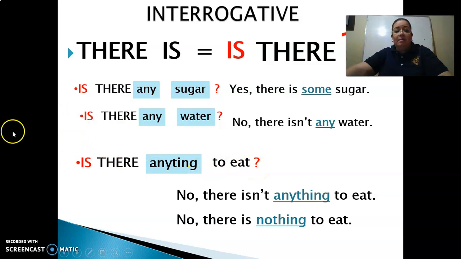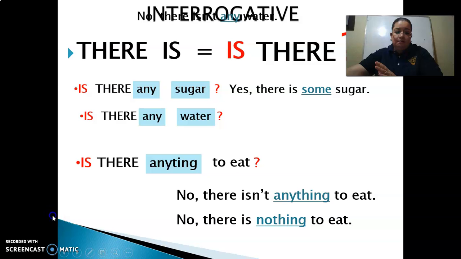Is there anything to eat, Mom? ¿Hay algo de comer, mamá? Is there anything to eat? No, there isn't anything in this house. No, there isn't anything. No, no hay nada de comer. Okay, or no, there's nothing to eat. Okay, listen, when you have negative, you use any, anything. When you have there is, you are going to use nothing. Don't mix these two negatives because it's going to be wrong, okay? So don't do it, all right? So interrogative in singular, there is.